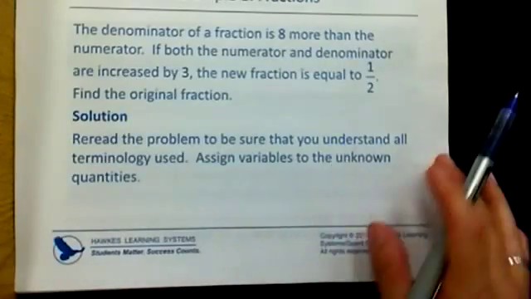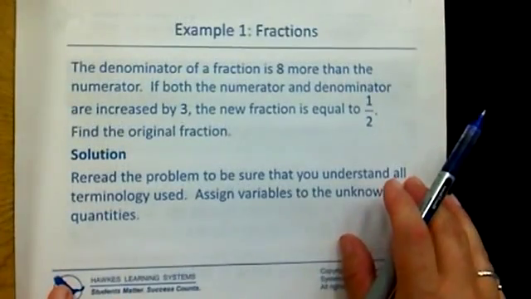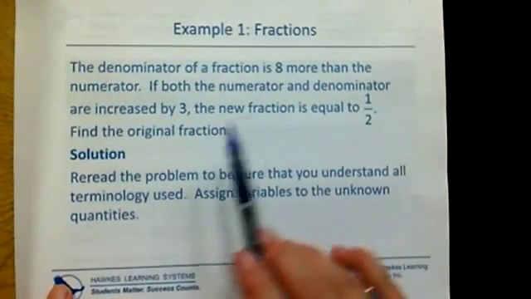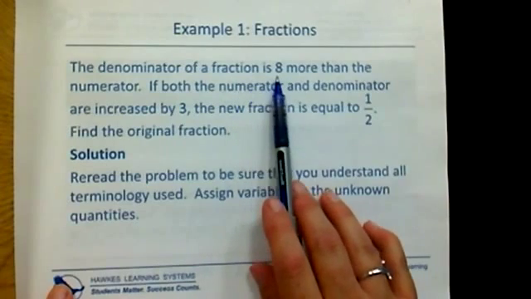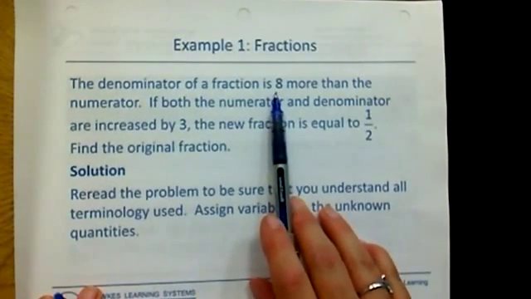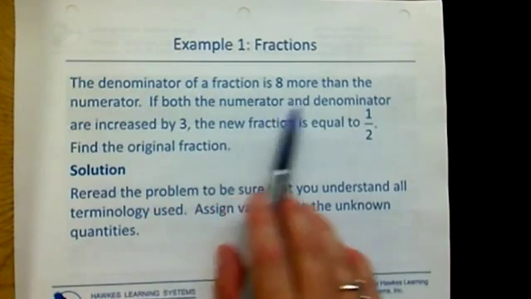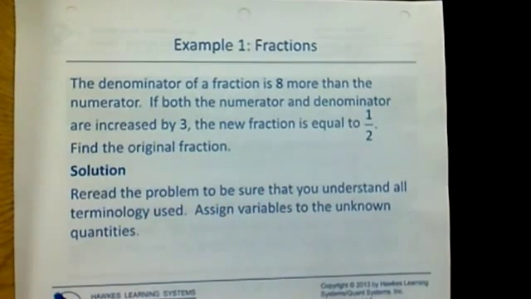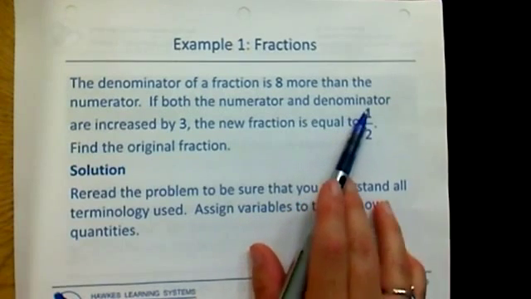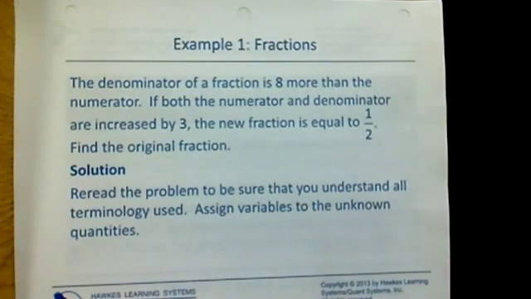Okay, so getting into these things. We hop right in, and this one we need to put into an equation form. It says the denominator of a fraction is 8 more than the numerator. This one's not in your packet. We do have some that are like it, so we will run across those. If both the numerator and denominator are increased by 3, the new fraction is equal to 1/2. Find the original fraction. So what pieces do we have in here?